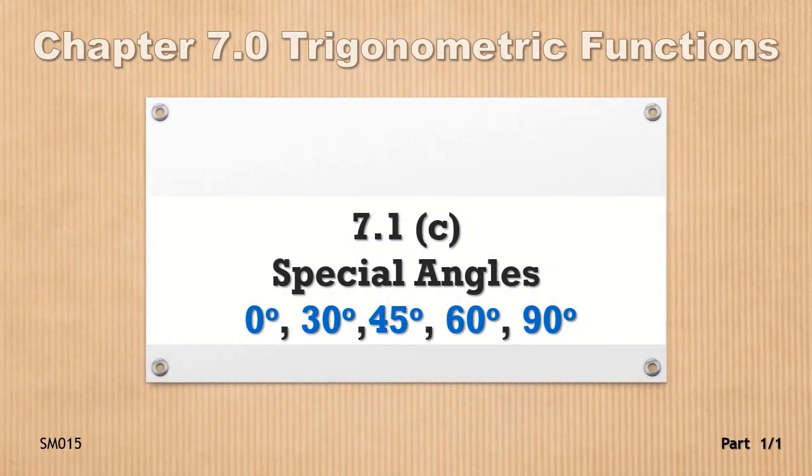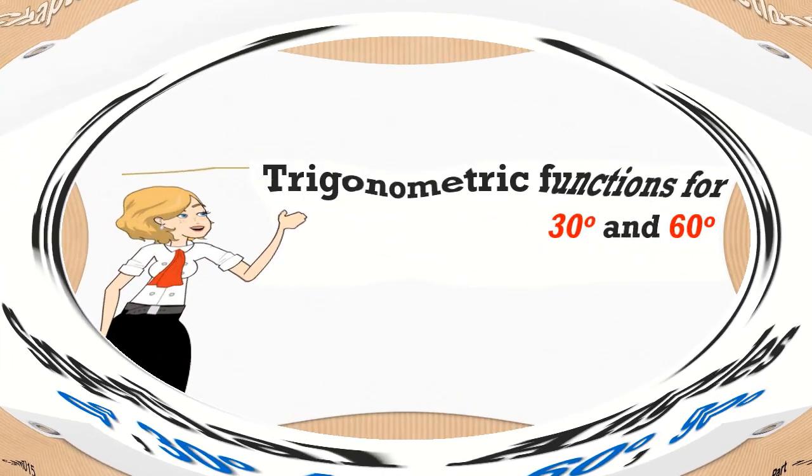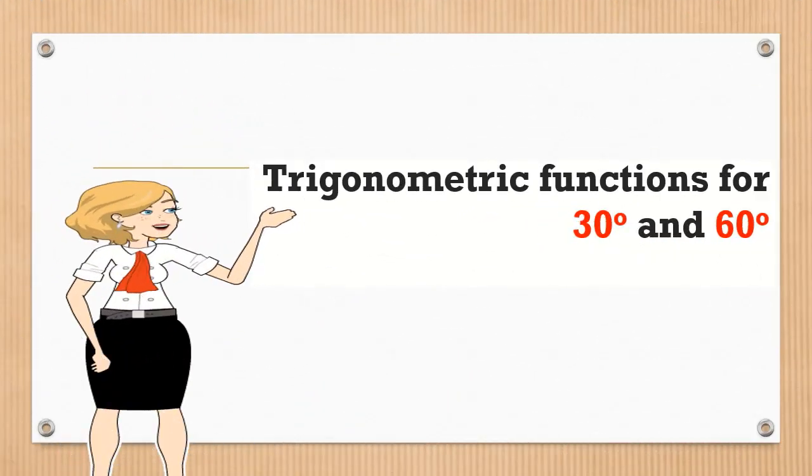Today we are going to learn how to show the value of special angles of 0 degrees, 30 degrees, 45 degrees, 60 degrees and 90 degrees by using right angle triangles. We are going to start the lesson by evaluating trigonometric functions for 30 degrees and 60 degrees.